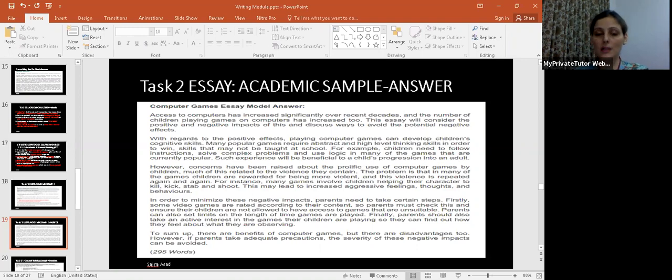Now, conclusion. To sum up, there are benefits of computer games, but there are disadvantages too. However, if parents take adequate precautions, the severity of these negative impacts can be avoided. Simple two sentences I've described and closed the discussion. This is the way you are going to organize your essay. Okay.